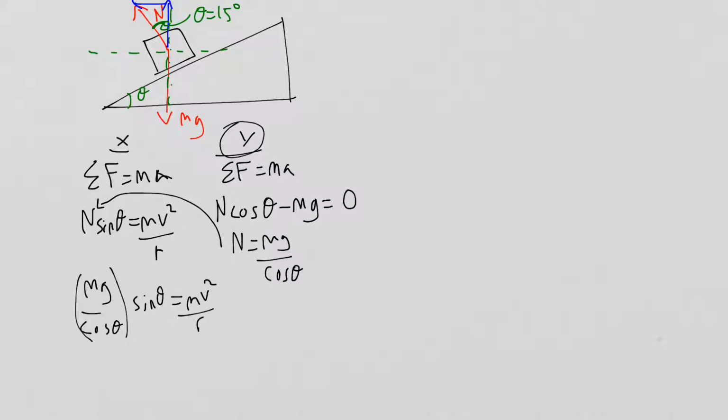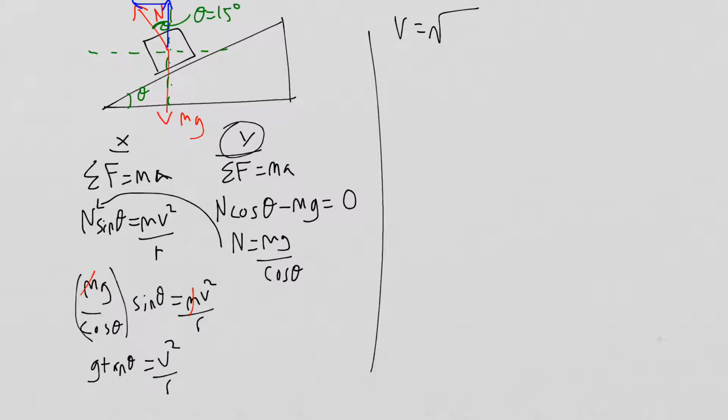And now you can see a couple, hopefully, fast simplifications. The mass cancels, and sine over cosine is tangent, so g tangent theta is v squared over r. And now we're asked to solve for the speed, so we're going to solve for v. v is the square root of g r tangent theta. And we're given all the numbers, so we can actually determine the speed. g is 9.8, r is the 100-meter radius, and tangent theta is tangent of 15 degrees. You plug that all into your calculator, you'll get 16.2 meters per second. So that's our answer.